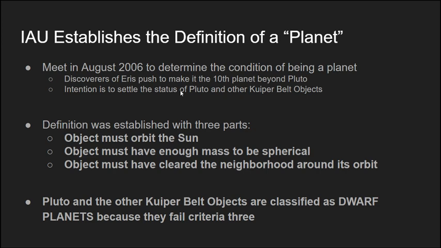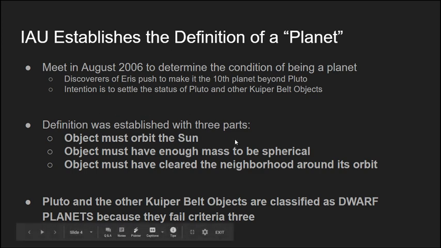Because of this, appearing similar to Pluto, in the same region as Pluto, the discoverers of Eris want to make it a 10th planet in 2006. However, the IAU wants to meet because if they start allowing Eris in, then they're going to start allowing maybe hundreds of objects similar to Pluto and Eris into this family of being a solar system. So they meet to discuss what a planet would be, and they come up with these 3 criteria. Object must orbit the sun, object must have enough mass to be spherical, and object must have cleared the neighborhood around its orbit. Pluto and the other Kuiper Belt objects are classified as dwarf planets because they fail criteria 3.